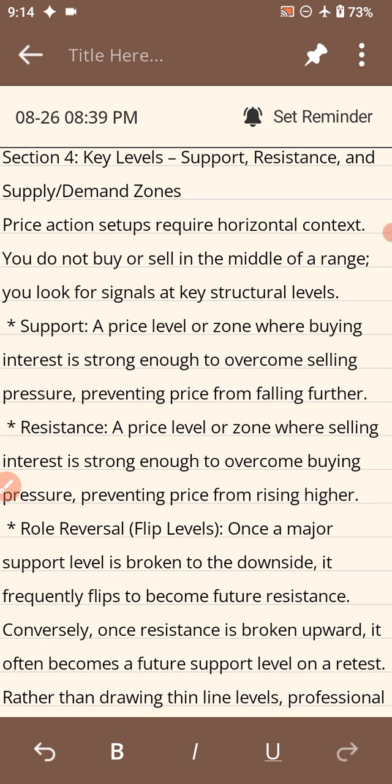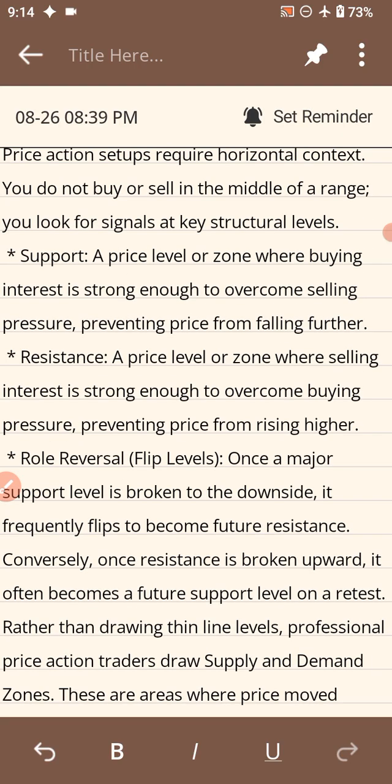Support. I'll show you on the chart what this means. A price level or zone where buying interest is strong enough to overcome selling pressure, preventing price from falling further. Resistance, a price level or zone where selling interest is strong enough to overcome buying pressure, preventing price from rising higher and higher.